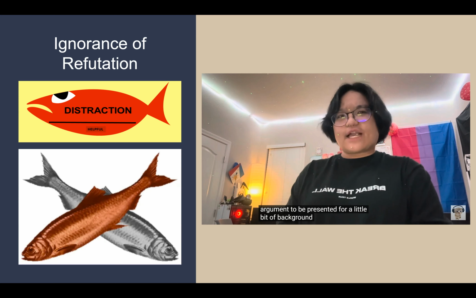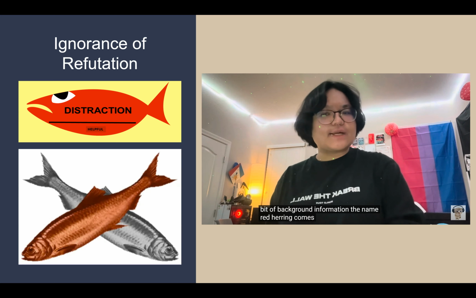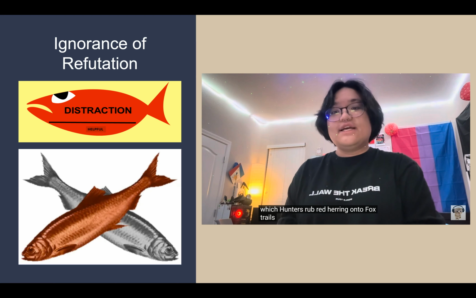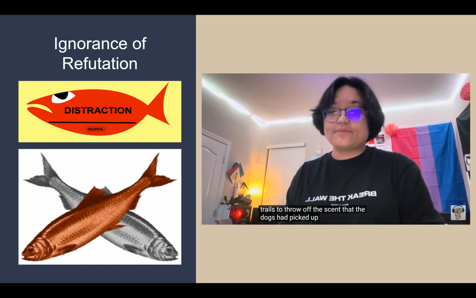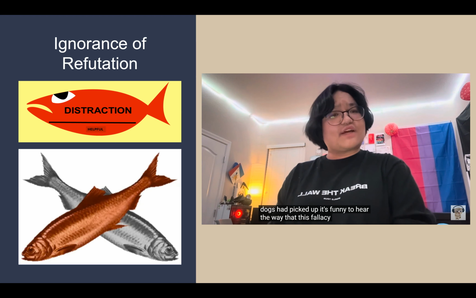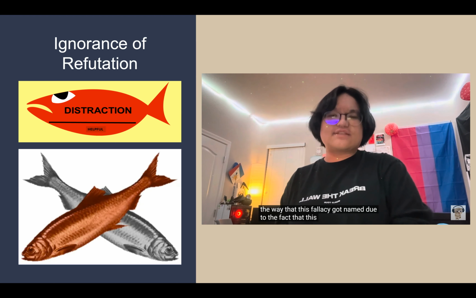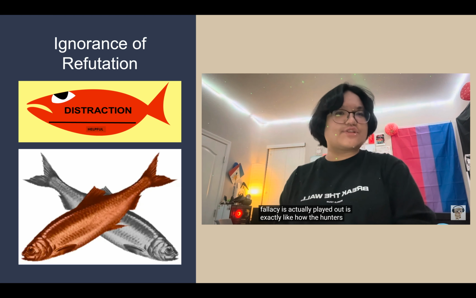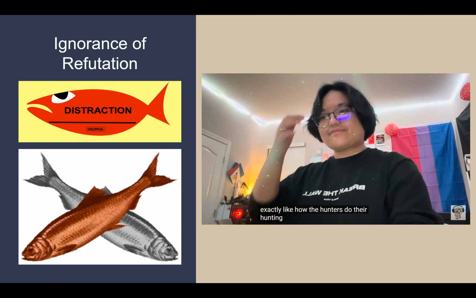For a little bit of background information, the name red herring comes from fox hunting, in which hunters rub red herring onto fox trails to throw out the scent that the dogs had picked up. It's funny to hear the way that this fallacy got named, because the way that this fallacy is actually played out is exactly like how the hunters do their hunting.